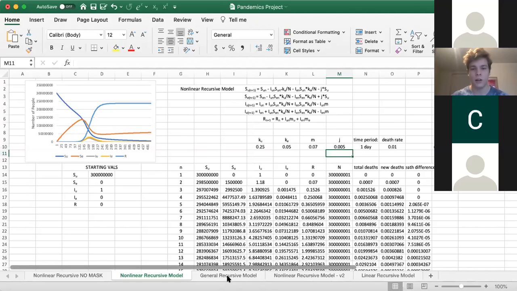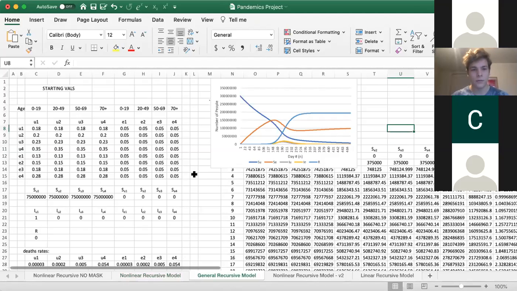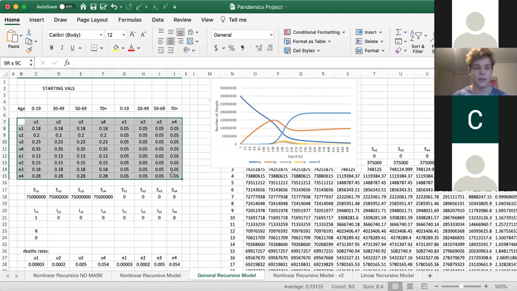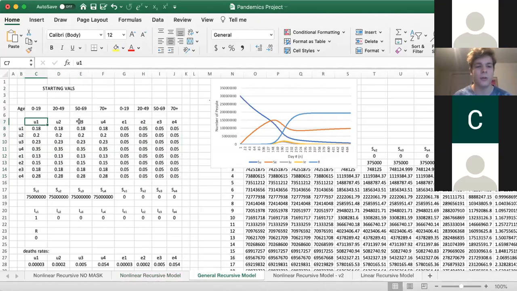Okay, so now I'm going to show the Excel sheet for the general model. Okay, and so there's even more to see here, but basically this is the interaction coefficient matrix. As you can see, we split the groups into U1, U2, U3, and U4, as well as E1, E2, E3, and E4. And so basically, these represent the age of the individual.